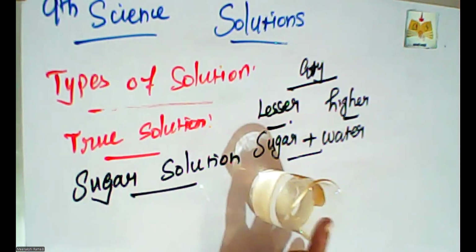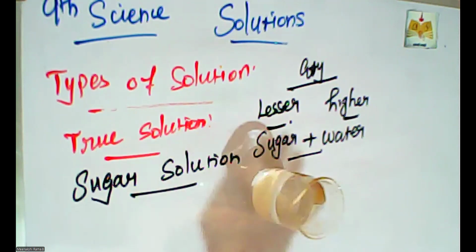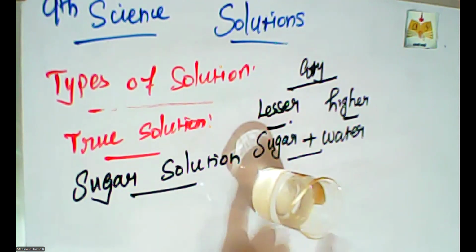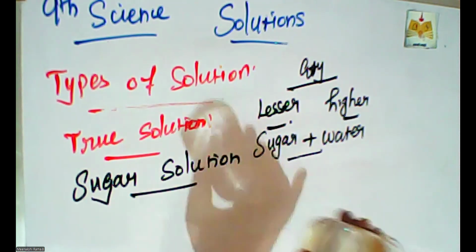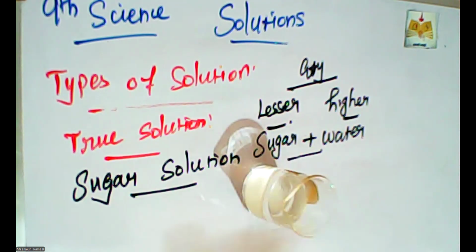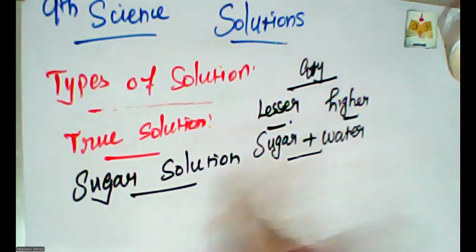The clear solution is called a true solution. This is a sugar or salt solution, whatever it may be. Sugar or salt is completely dissolved in water, and the solution is very clear. This kind of solution is called a true solution. The particles are completely dissolved, so this mixture is called a true solution. That is the main property.